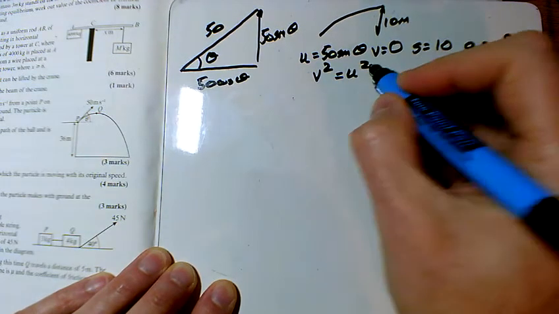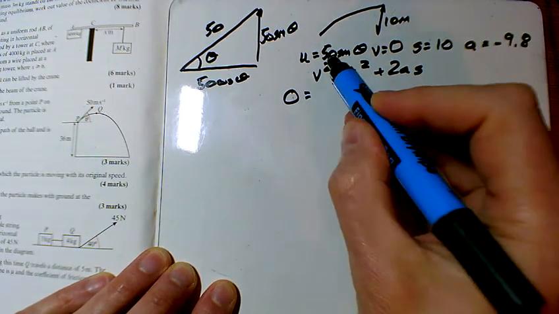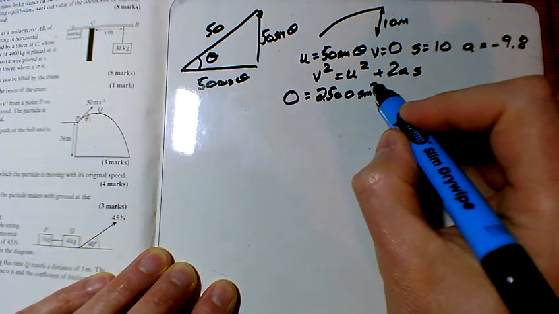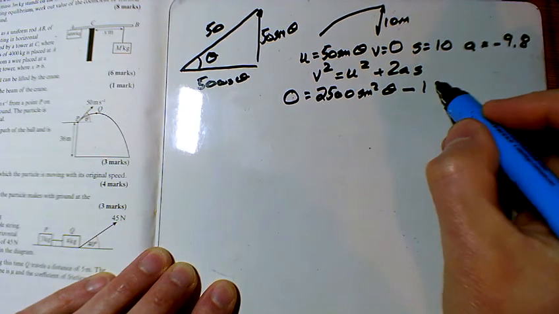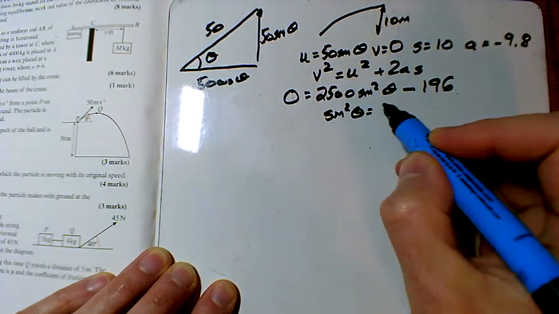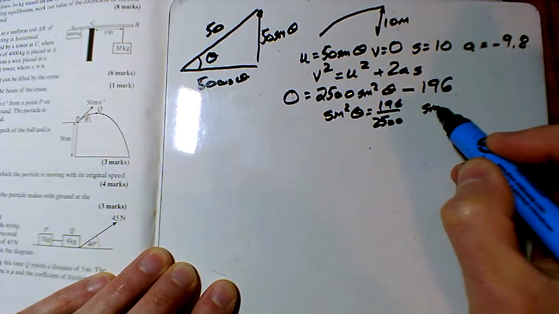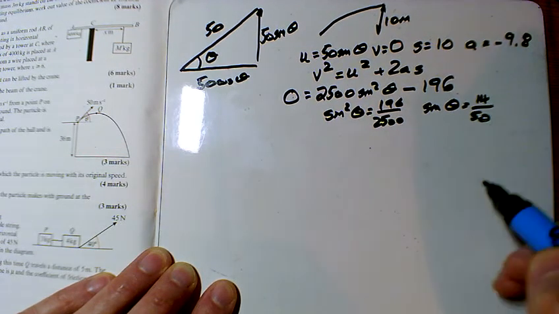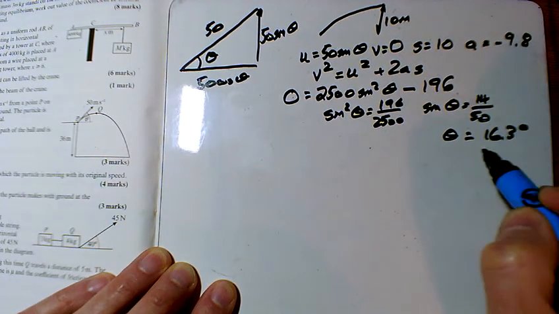So I'm going to use v squared equals u squared plus 2as here. v squared is nothing. This one squared, so 50 squared is 2,500 and sine squared theta. And then I've got 2 times 10 times 9.8. I've got 196 there. So that gives me sine squared theta is 196 divided by 2500. That gives me sine theta. I'll square root those. I've got 14 over 50. That's 0.28. And so theta I'm working out there to be 16.3 degrees.